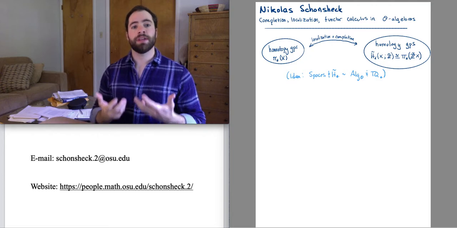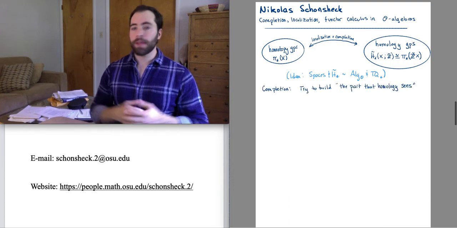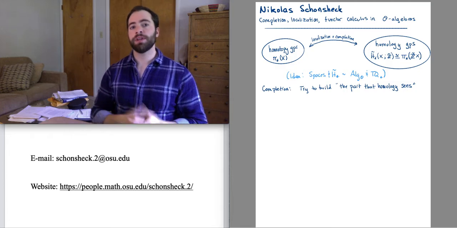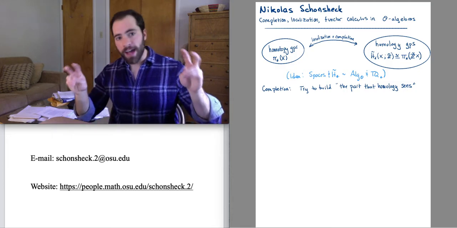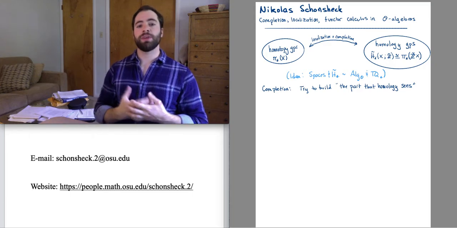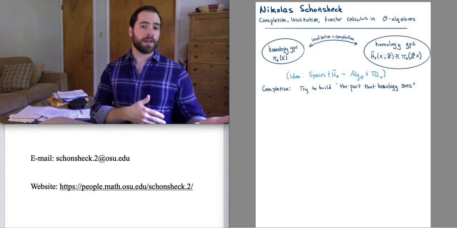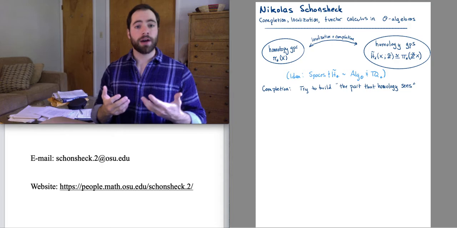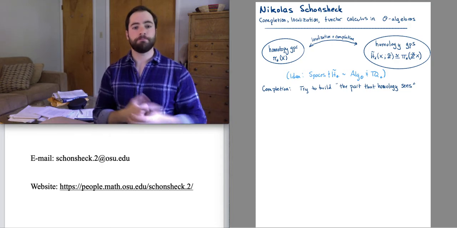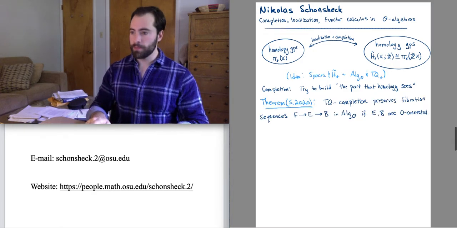I'm particularly interested in completion with respect to TQ homology. Now, given a space or O-algebra X, the idea of homology completion is that we want to build the part of X that homology sees. And there are cases when X is actually weakly equivalent to its completion. What this is telling us is that that space, or O-algebra, can be recovered up to weak equivalence with purely homological information. And in studying TQ completion, I've proven the following theorem.